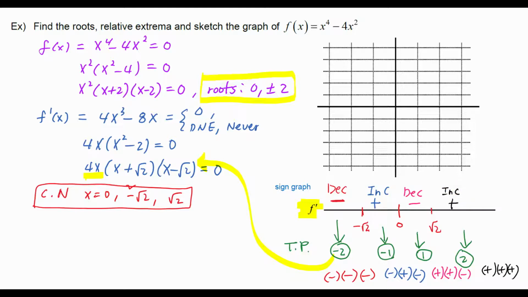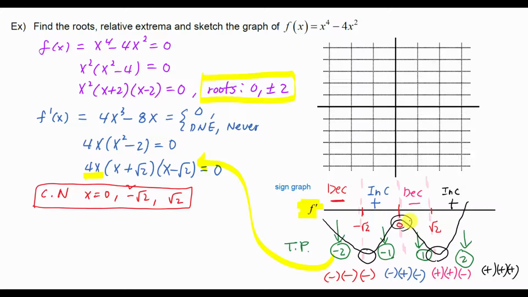So you can see what's gonna happen between these critical numbers, right? The f graph will be what now? It's going to be decreasing, increasing, decreasing, and increasing. So you're gonna have 2 relative minimums and 1 relative maximum at 0.